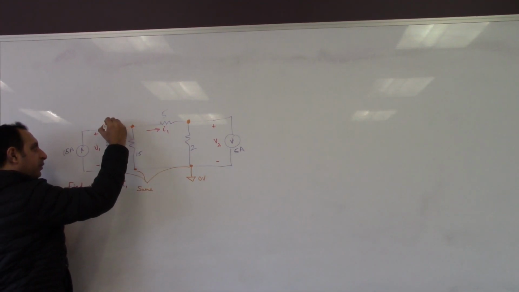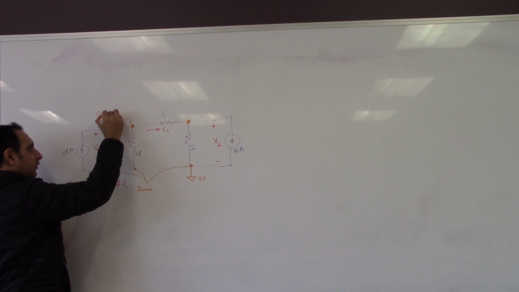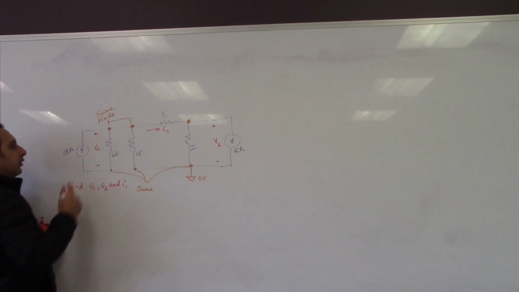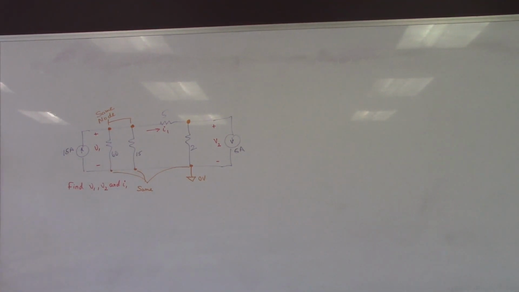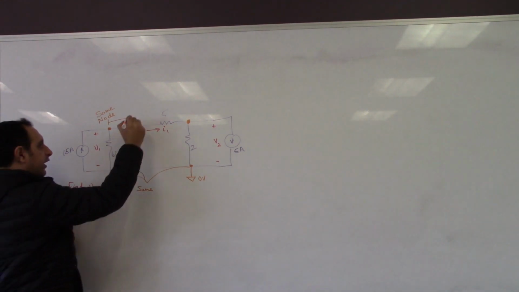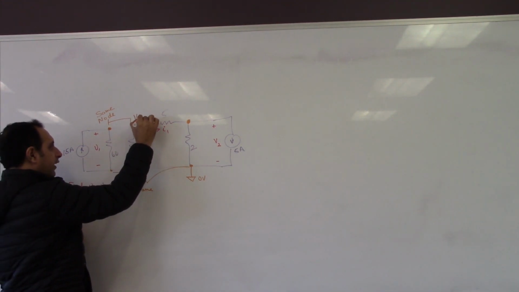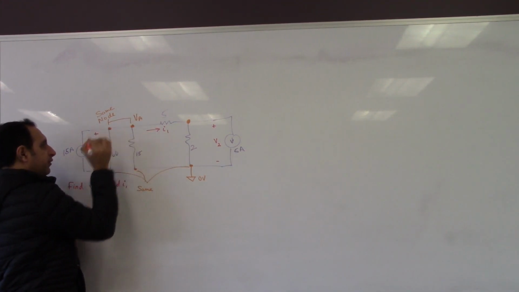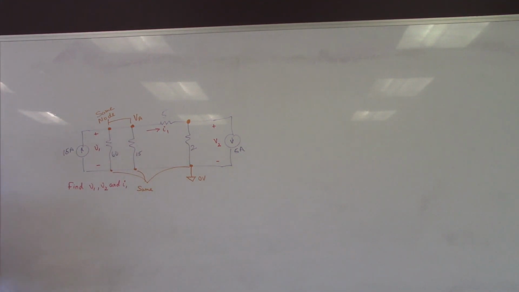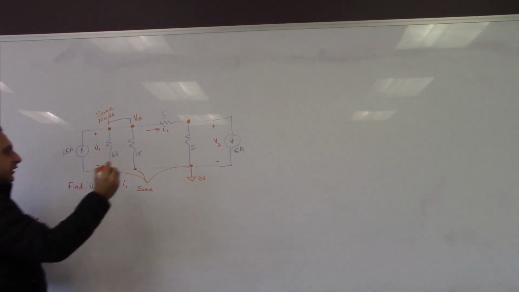The same thing applies here. This is the same node as this, so we can just use one of them. We don't need to use both. I'll call this VA. If this is VA, so will this be VA. And we'll call this VB.